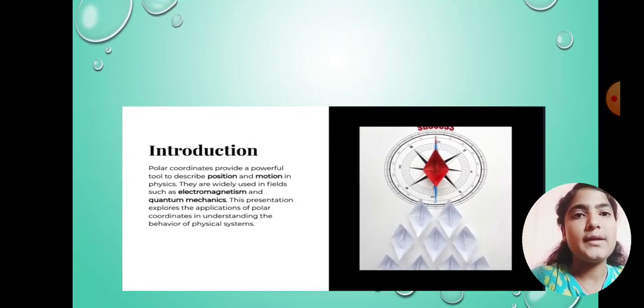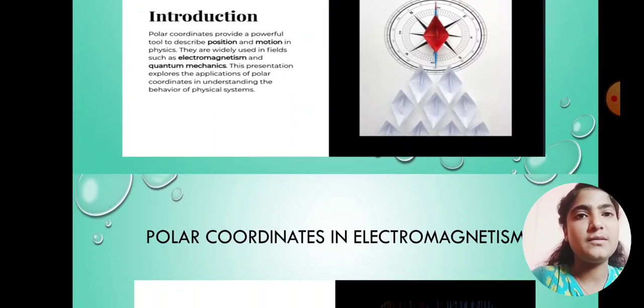Introduction to polar coordinates. Polar coordinates provide a powerful tool to describe position and motion in physics. They are useful in describing the position and motion in the physics field. They are widely used in fields such as electromagnetism and quantum mechanics. This presentation explores the applications of polar coordinates in understanding the behavior of physical systems. Polar coordinates are also useful in understanding the behavior of physical systems such as electromagnetism and quantum mechanics.